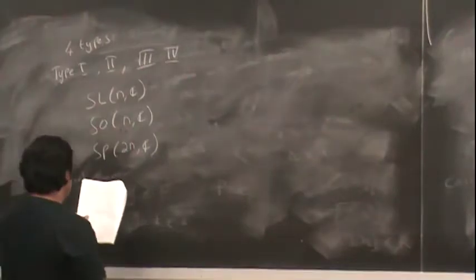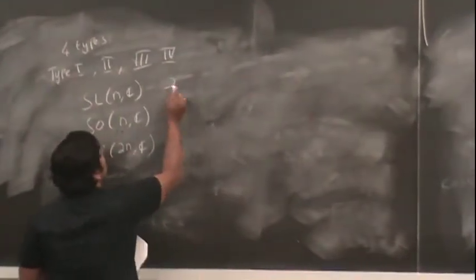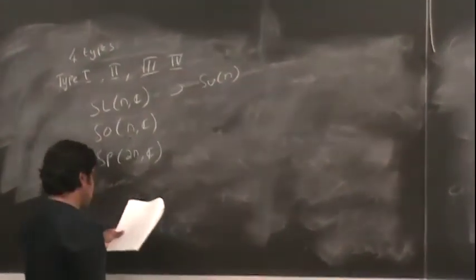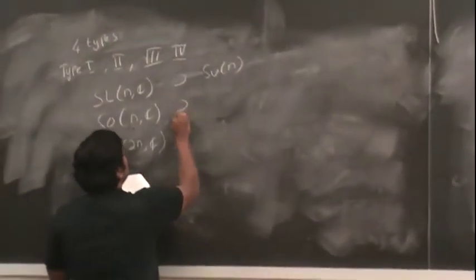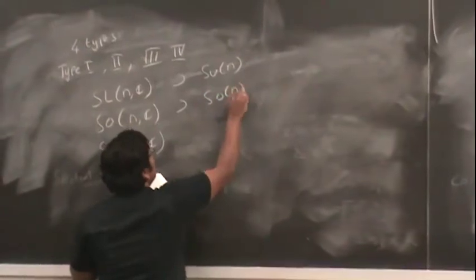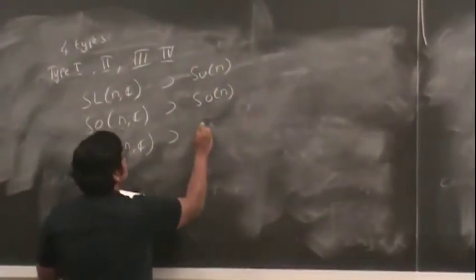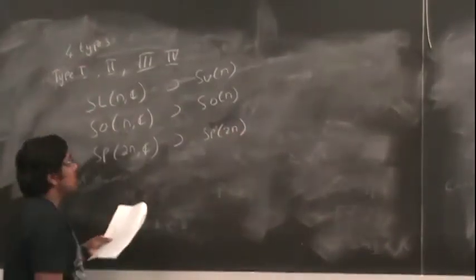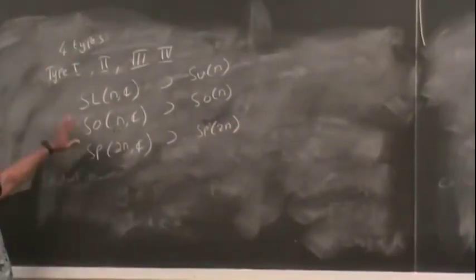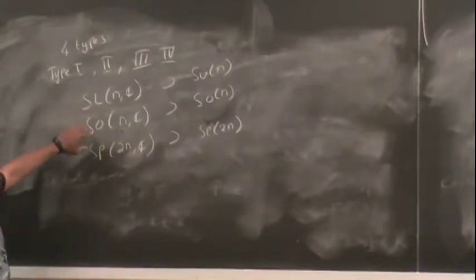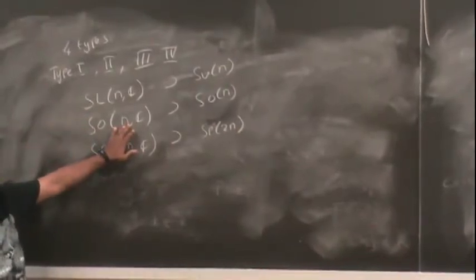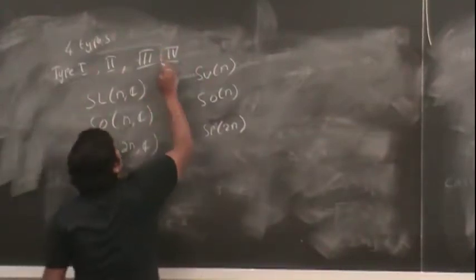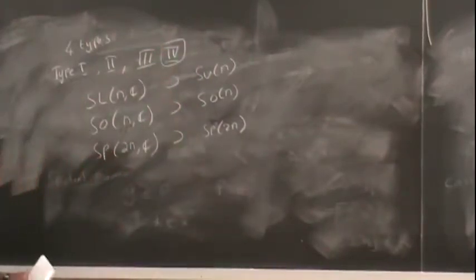For SL(N,C), that is SU(N). For SO(N,C), SO(N). And for this, it is Sp(2N). So these are the 4, by considering this as both odd and even. So 4 types that come under type 4 K decomposition.